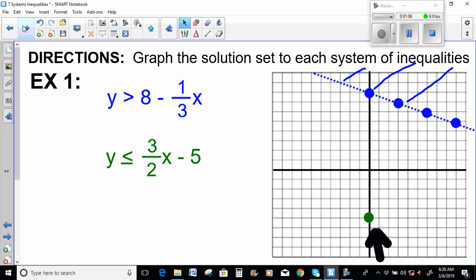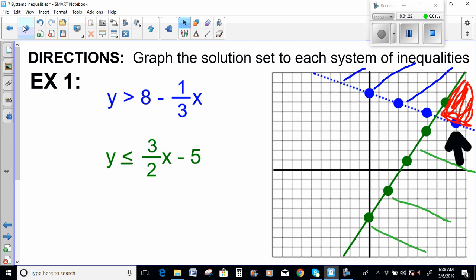Now for the green, we're going to start at -5 for the y-intercept. We're going to have a positive 3/2 slope with a solid line, and we're going to shade to the right or to the bottom. And the place where these two graphs intersect each other, the blue and the green, is going to be up here in this corner where you see the red. So that red region there is actually the solution set to the system of inequalities.